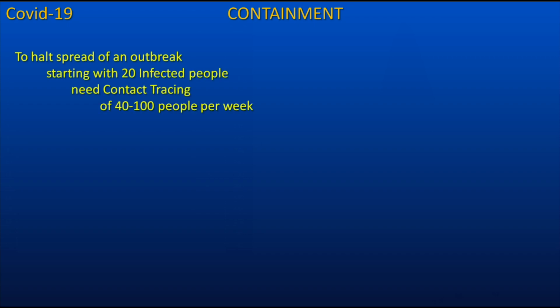According to Rosalind Eggo of the London School of Hygiene and Tropical Medicine, as cited by an article in the New Yorker dated March 11, 2020, it is estimated that in order to halt the spread of an outbreak that started with just 20 infected people, it would likely require public health authorities in a community to trace the contacts of anywhere from 40 to 100 people per week in order to have a reasonable success rate. This would be very time-intensive and resource-intensive work, not to say that it is not worth doing.